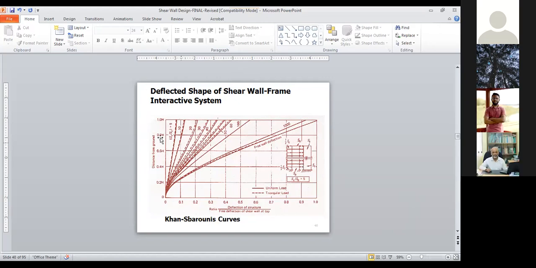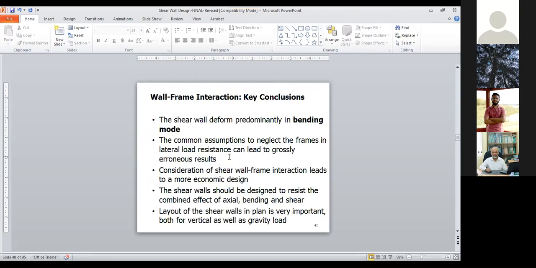But if you increase the stiffness of the frame system, then you can see the benefit in the deflection that we also explained for some buildings, 10, 20, and 30-story buildings. I believe this is almost similar. So the interaction of the frame system is very much essential to control the deflections.